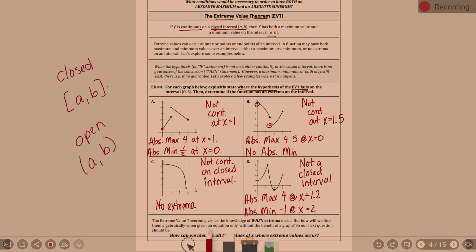Okay, the extreme value theorem gives us knowledge of when extrema occur, but how will we find them algebraically when given an equation only, without the benefit of a graph? So our next question should be, how can we identify all the values of x where extrema values occur?